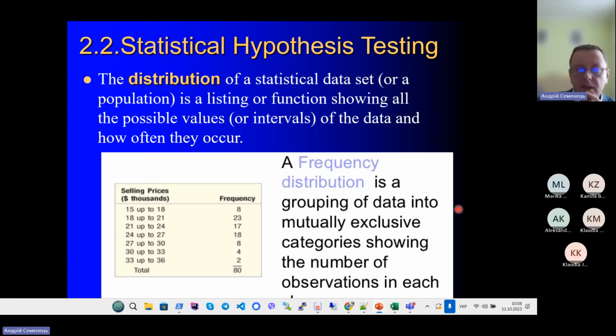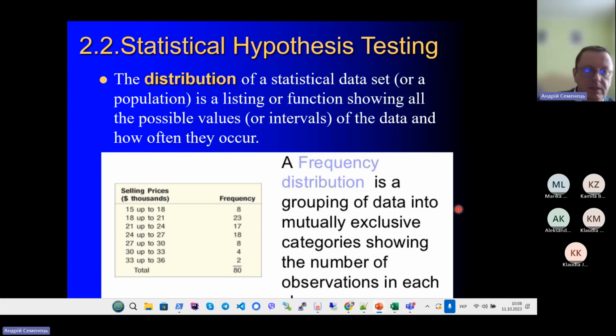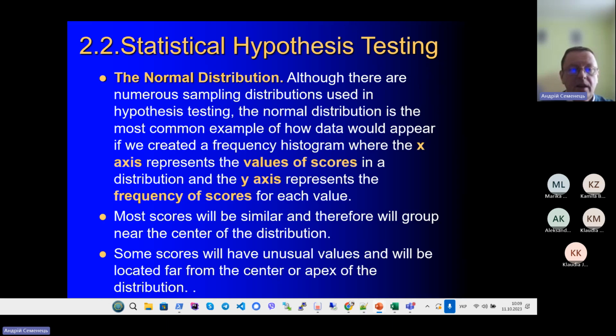hypothesis testing. Before we start with hypothesis testing, we have to introduce a little bit more about distribution. A statistical distribution is a listing of functions which show all possible value intervals of our data and how often they occur. So again, it's very similar to understanding of a histogram. Frequency distribution is grouping of data into multiple exclusive categories, showing the number of observations in each category. So here is a given example.